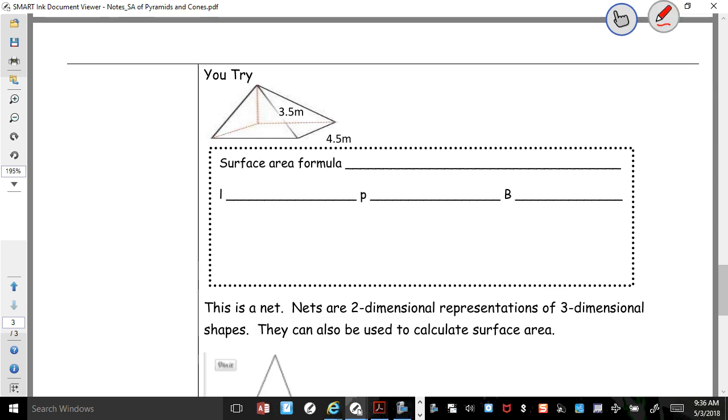What's the formula for the surface area of a square pyramid? We know it is half LP plus big B, right? So slant height they give us is 3.5. Now it is a square, so the perimeter would be 4.5 times 4, which is 18. And the area of the base would be 4.5 squared, 20.25.